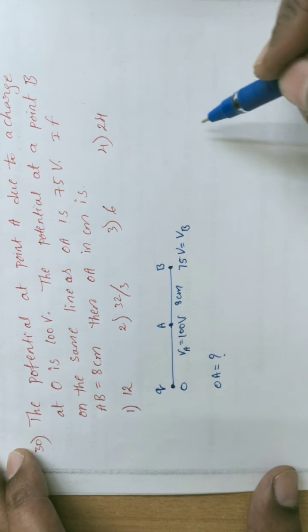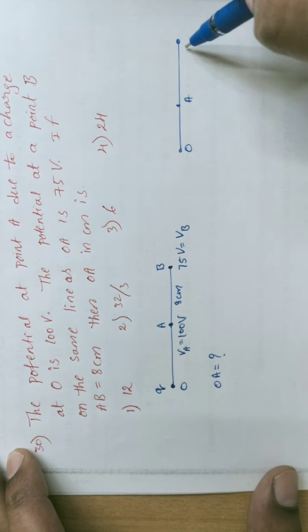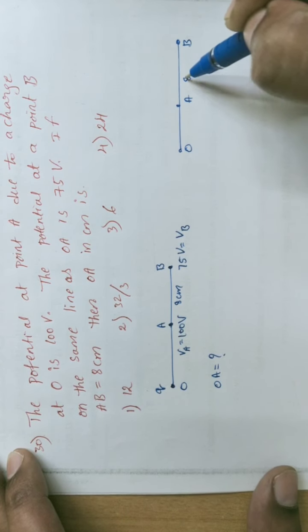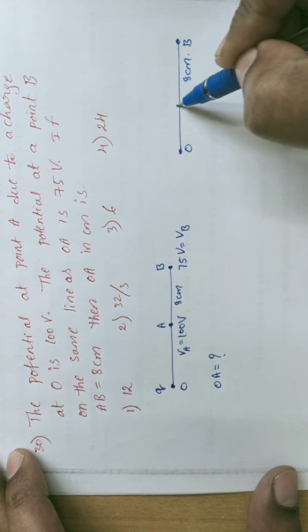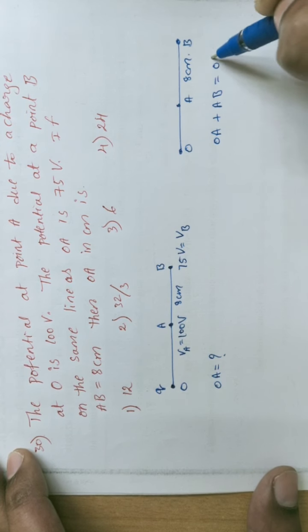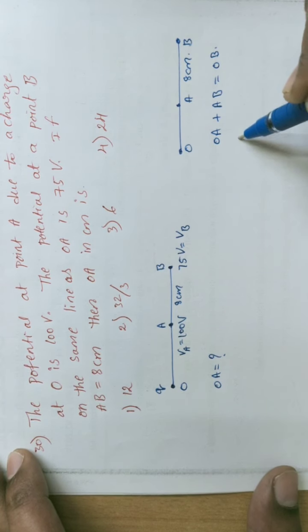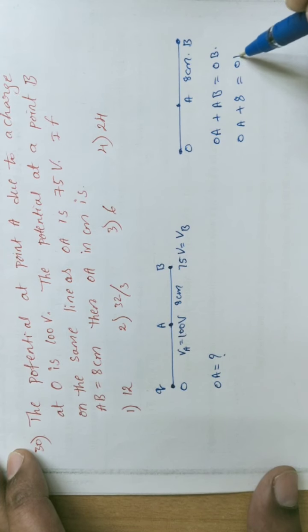Just observe carefully here. This is O, this is A and this is B. The 8 centimeters is already given. From this diagram we can represent OA plus AB is equal to OB. So OA plus 8 centimeters is equal to OB.